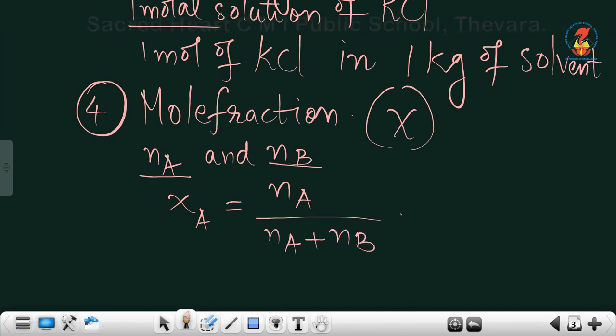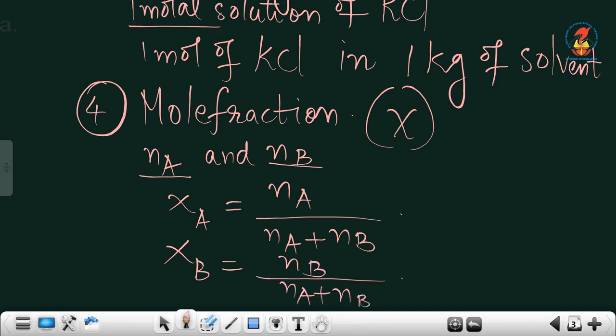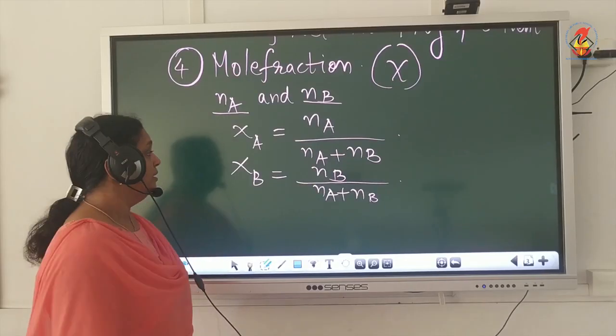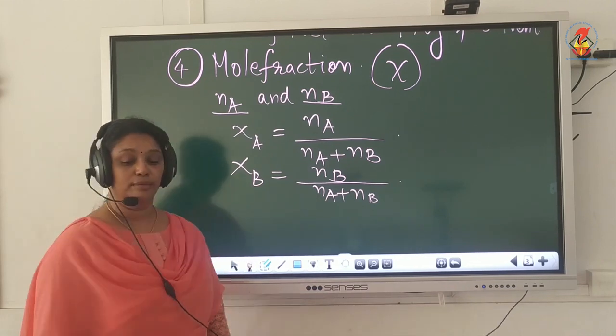That is number of moles of solvent divided by total number of moles of solute and solvent present in solution. Suppose we want to find the mole fraction of solute, then Xb is equal to Nb divided by Na plus Nb. That is number of moles of solute divided by number of moles of solvent plus number of moles of solute in solution. Now, there is no unit for mole fraction.